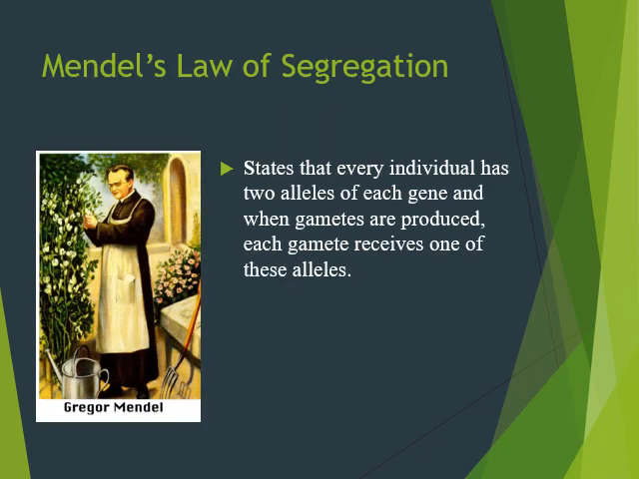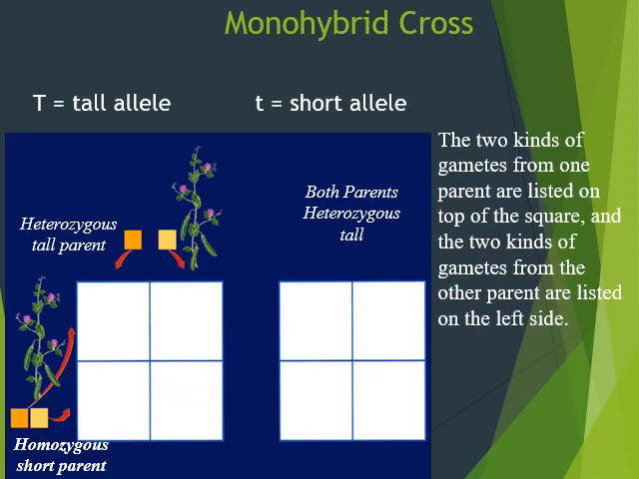Now, Mendel came up with the law of segregation, which states that every individual has two alleles of each gene, and when the gametes are produced, the gametes only receive one copy of those alleles. And we know that because we talked about meiosis last week and how we start with 46 total chromosomes, but that chromosome number gets cut in half because each sperm and egg cell only gets half the amount of chromosomes.